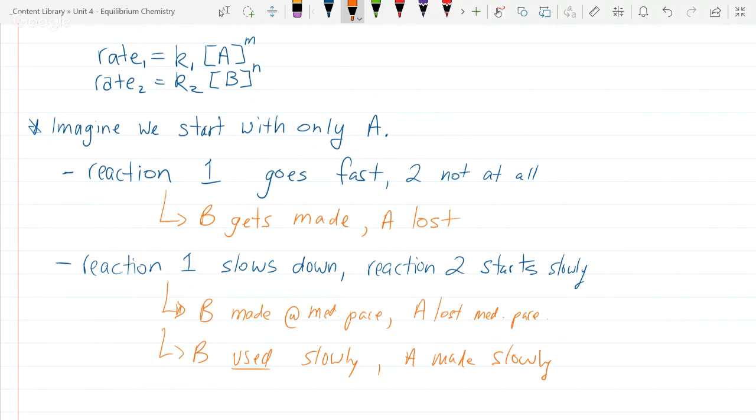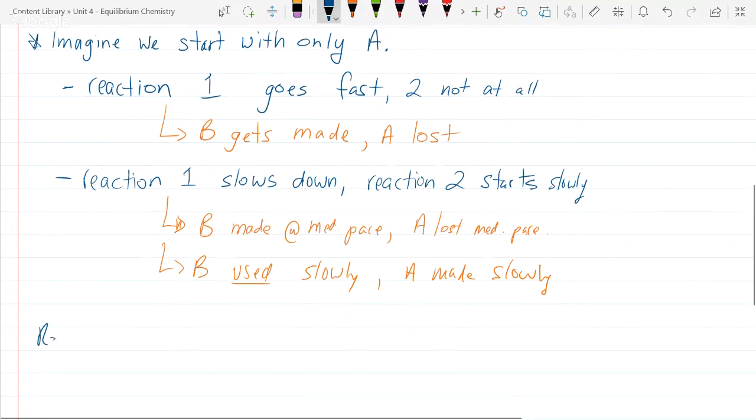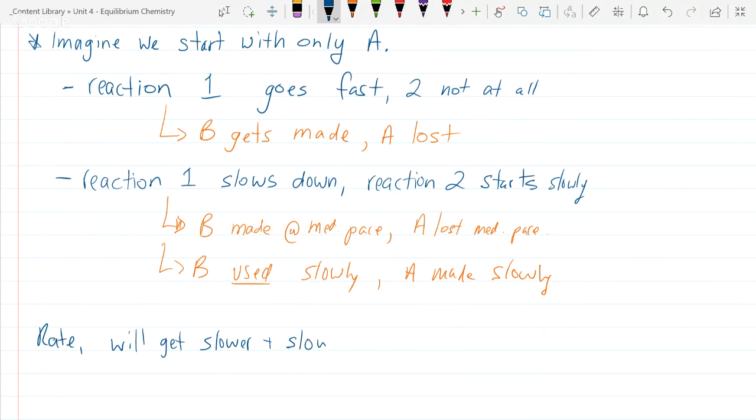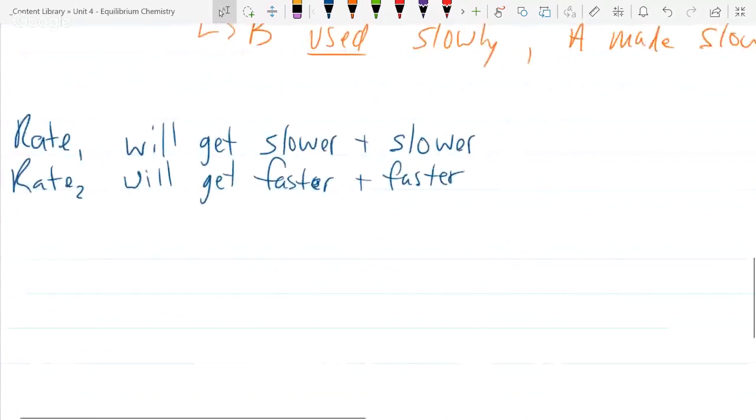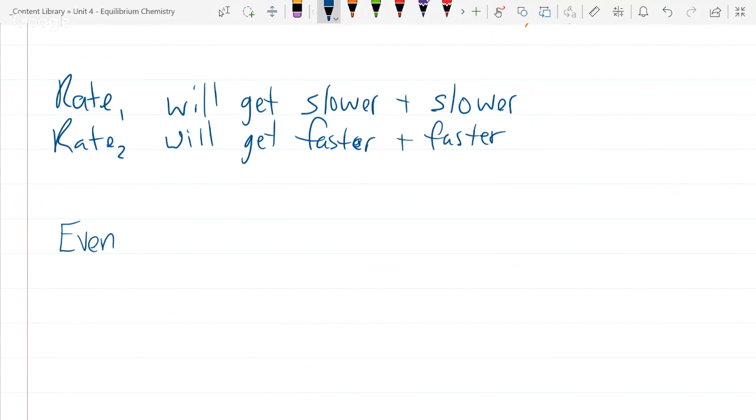So as time passes, we can say this. Rate 1 is going to get slower and slower. Rate 2 will get faster and faster. And remember, rate 1 is starting at the highest speed it can reach, right? Rate 1 is never as fast as right off the hop when there's all A and no B. Does that make sense? Eventually, these are going to hit a magical place where what becomes true? Yeah. Eventually, if one thing is slowing down from a top speed and the other is speeding up from no speed, at some point, rate 1 will be the same as rate 2.